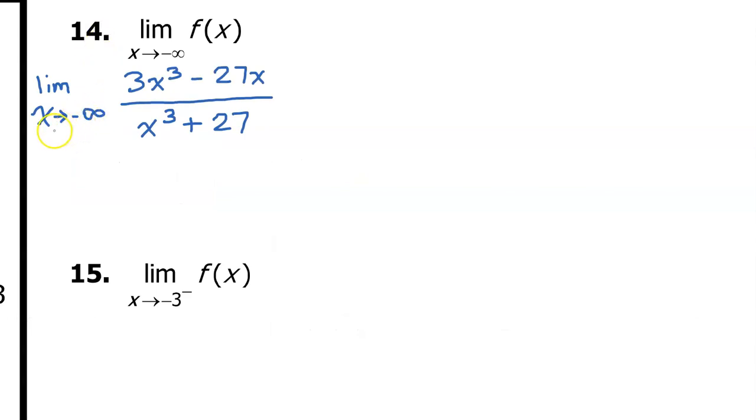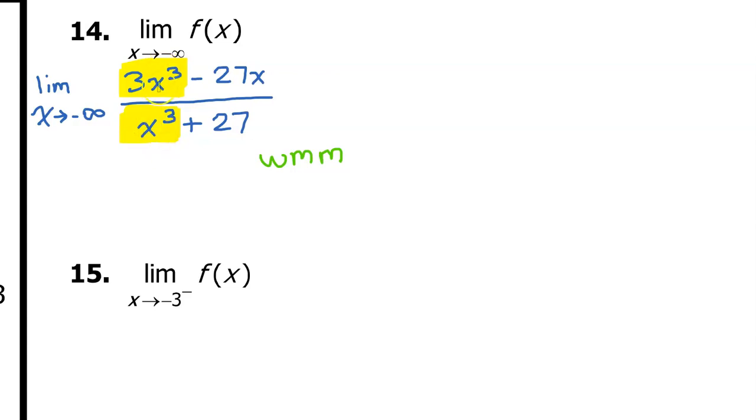In other words, we need to find the limit as x approaches negative infinity of 3x to the third power minus 27x over x to the third power plus 27. Because x is approaching negative infinity, we can talk about what matters most. So when you look at the terms in the numerator, the highest degree term is the 3x to the third power. This term is going to grow far faster than the negative 27x, so the negative 27x part is going to quickly become irrelevant. In the denominator, the x to the third power is going to grow the fastest.